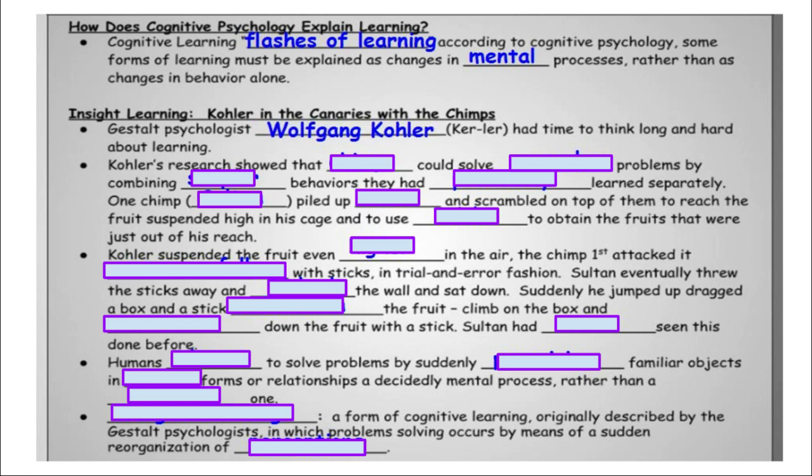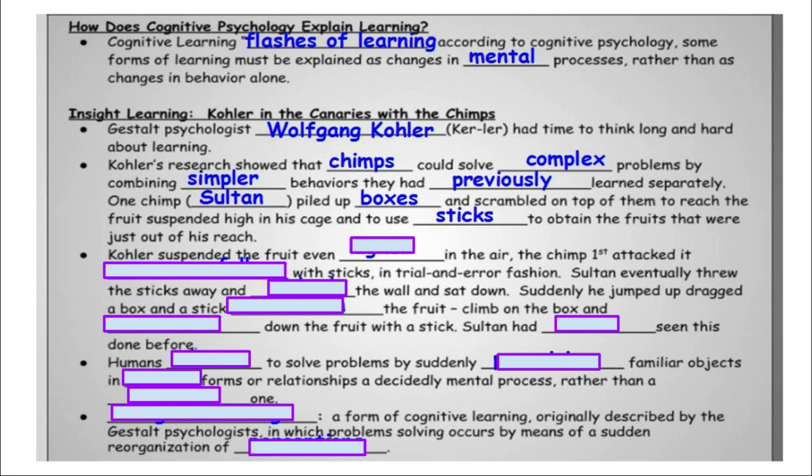Gestalt psychologist Wolfgang Kohler had time to think long and hard about this type of learning, and Kohler's research showed that chimps could solve complex problems by combining simpler behaviors that they had previously learned separately. And one chimp, who he named Sultan, had piled up a whole bunch of boxes and scrambled to the top of them to reach fruit, particularly bananas, suspended high in his cage. And he used sticks to obtain the fruits that were just out of reach.